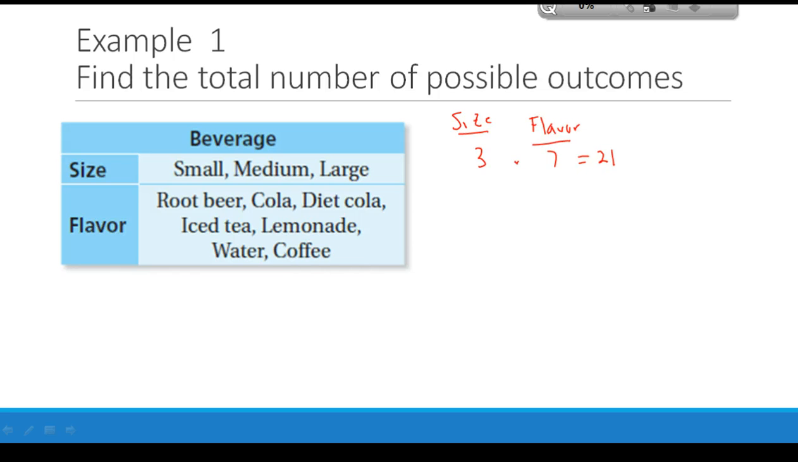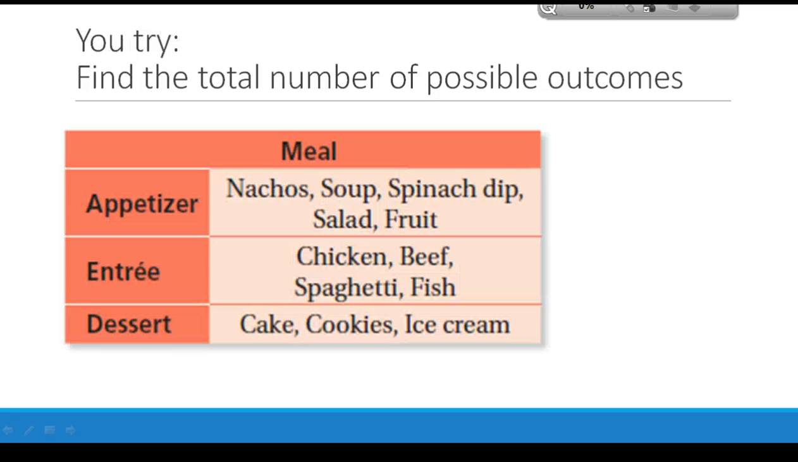Okay, and then the next one. Okay, so you try this one. Again, hopefully this will stop a second. You try on your own. If not, you can just watch it. Okay, so we have appetizers. I'm going to write apps. And then we have the entree and desserts.